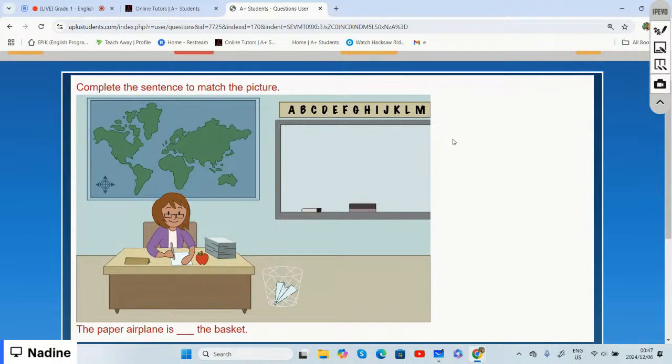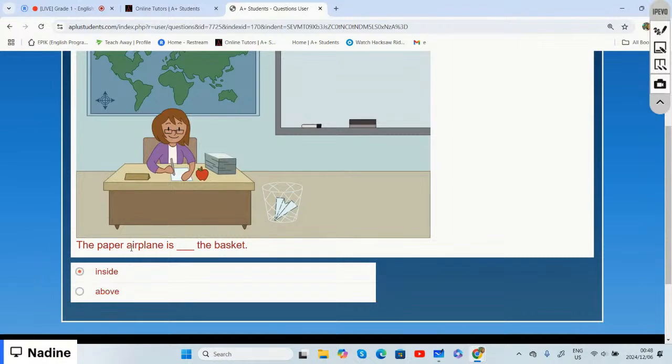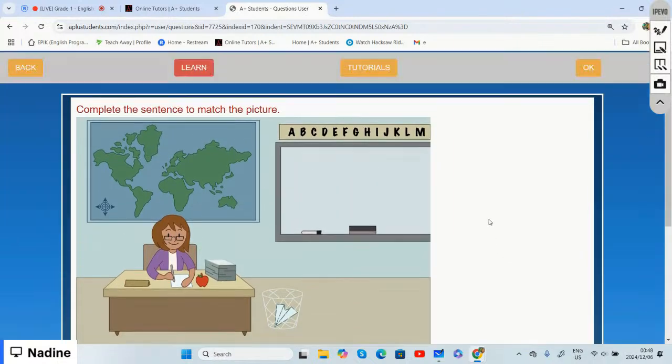And if you look at this one, it says we need to complete the sentence that matches. So the paper airplane is, and we can say, yes, it is inside, not above, but inside of the basket.